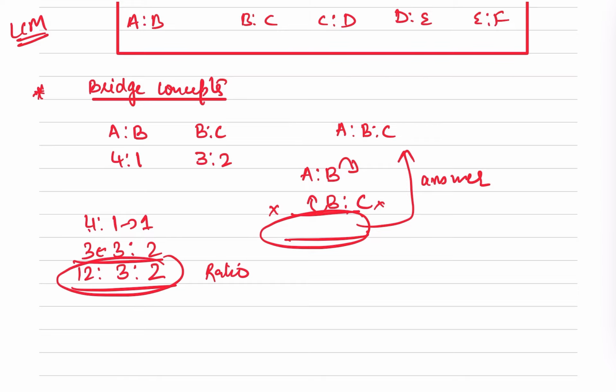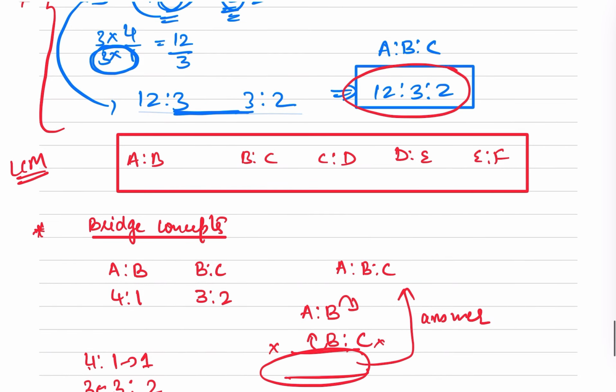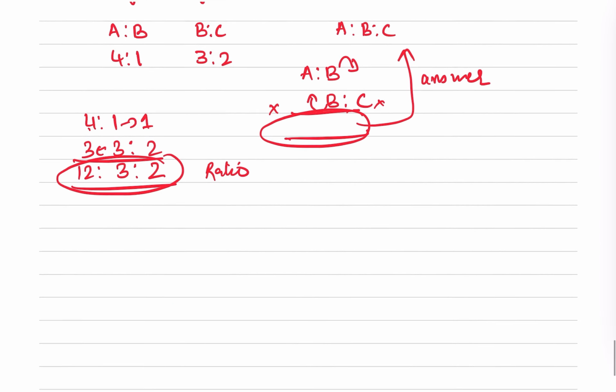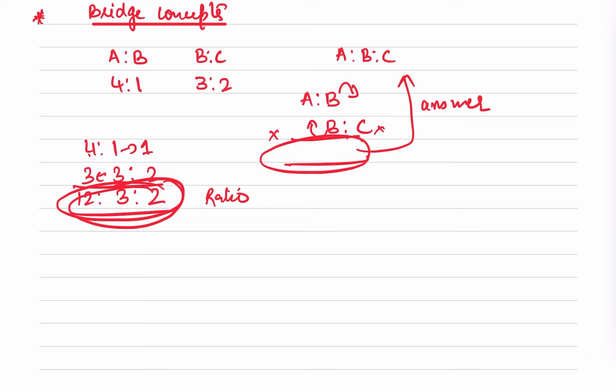If you want to simplify, you can simplify. But if you see, is this matching? Is this matching with this? Are you understanding it? This is what is called the bridge concept.